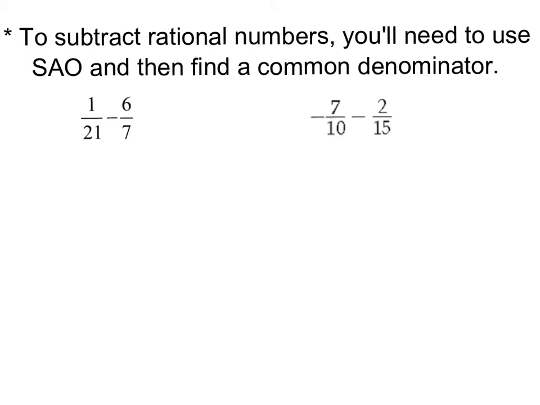All right, now let's do a couple problems where we have subtraction involved. To subtract rational numbers, you'll need to use SAO and then find a common denominator. Remember, SAO means same, add, opposite. So that is using the additive inverse in order to do subtraction.